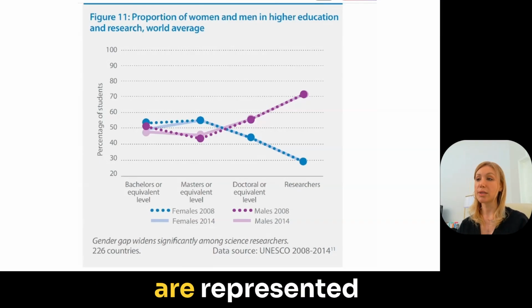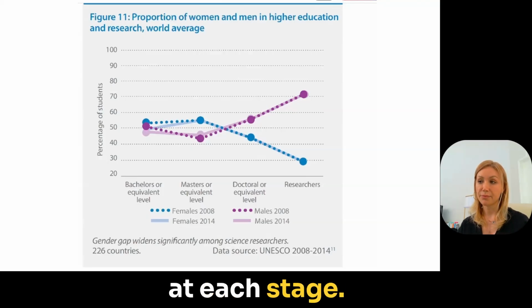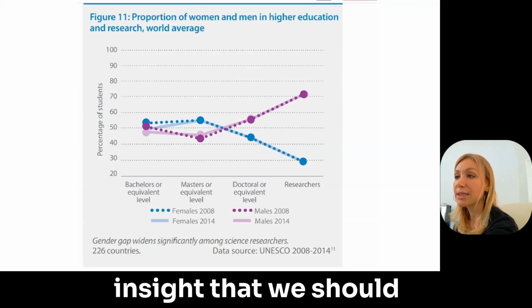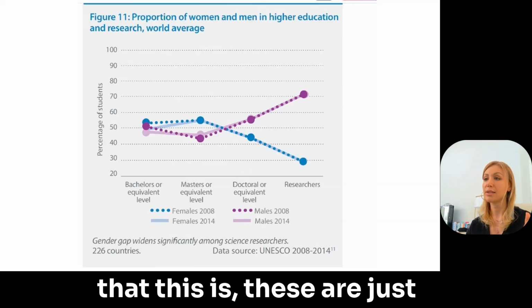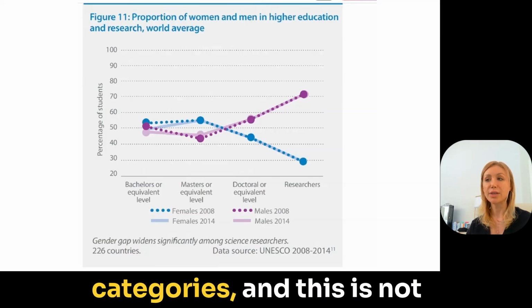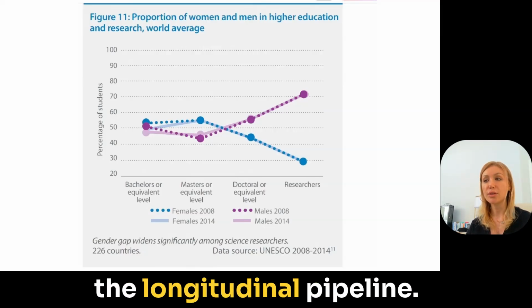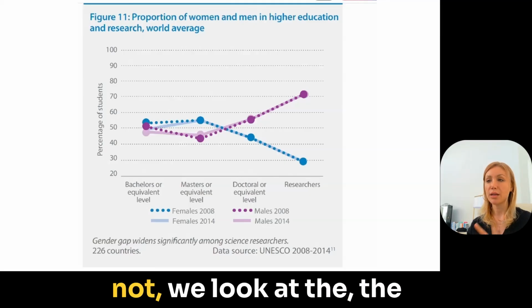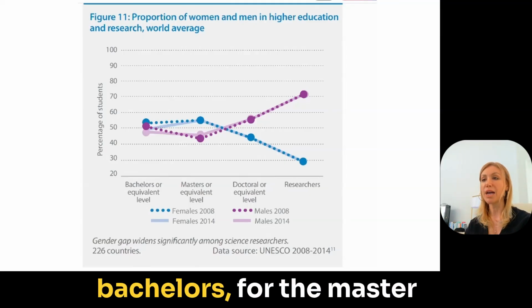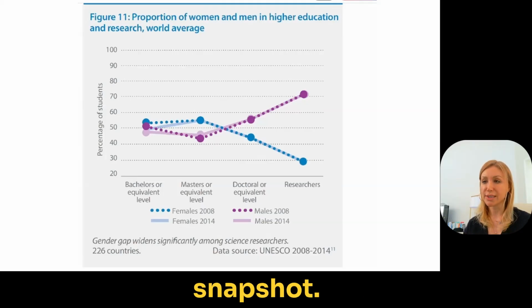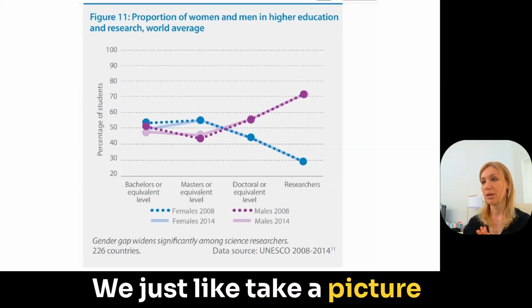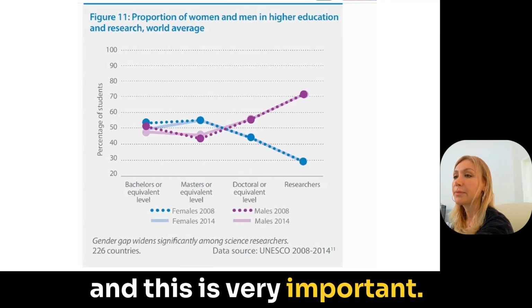And different cohorts are represented at each stage. So one important insight that we should understand when we look at the x-axis is that these are just categories, and this is not the longitudinal pipeline. So in other words, it's not that we look at the same individual for the bachelor's, for the master's, doctoral, researcher. No, it's a cross-sectional snapshot. We just take a picture, and this is very important.